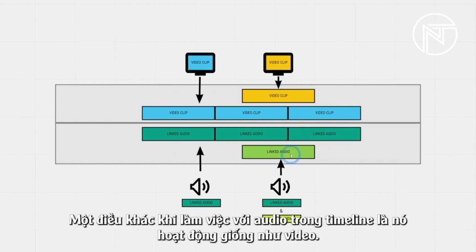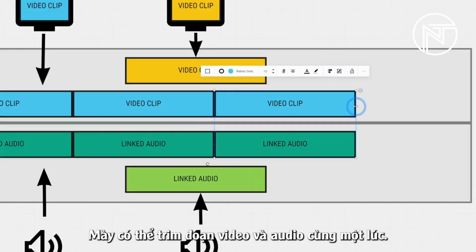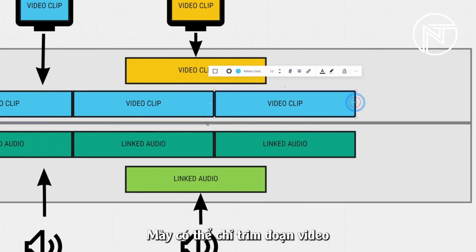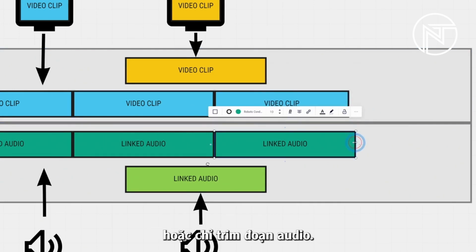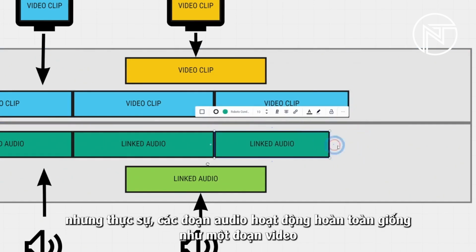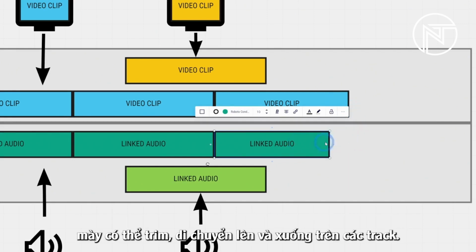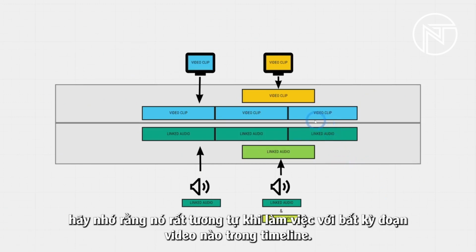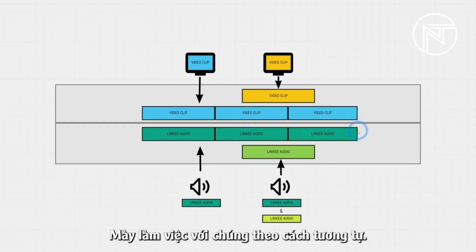The other thing with working with audio in the timeline is that it works just like video. You, of course, can trim your video and audio clip at the same time. You can trim just your video or just your audio. But really, audio clips act exactly like a video clip in that you can trim them, move them up and down on tracks. So even if audio seems a little bit intimidating for you, remember it's very similar to just working with any clip in the timeline. You work with them in a very similar way.